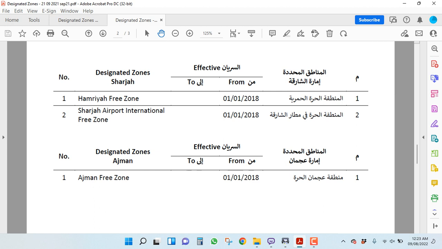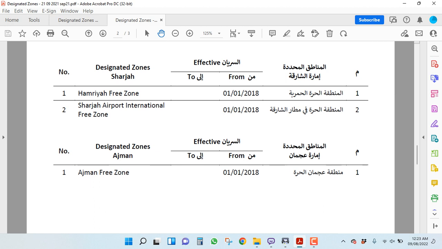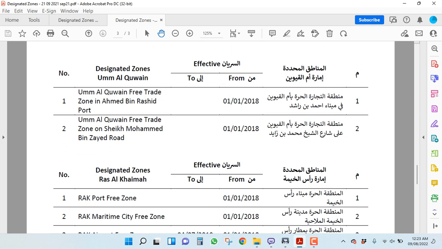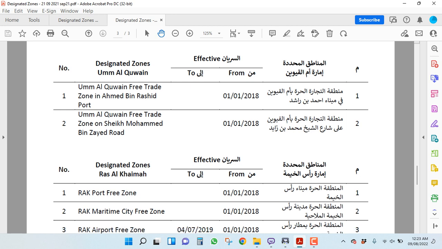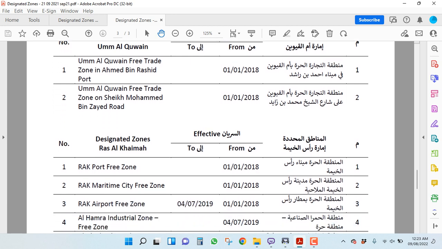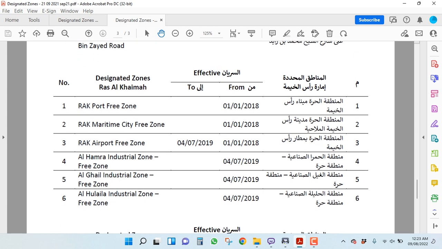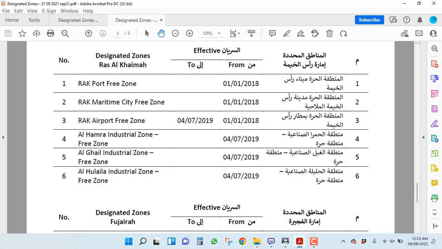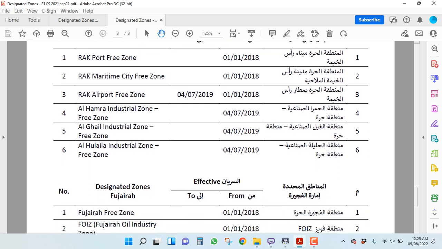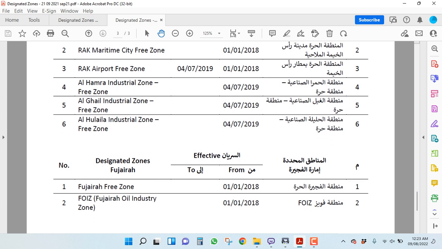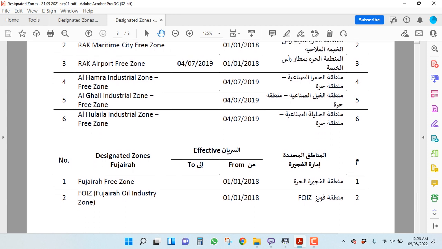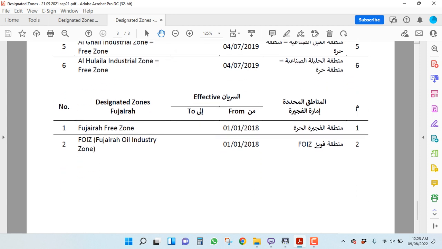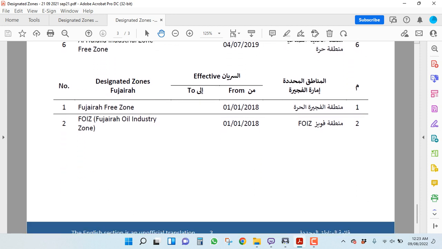In Sharjah: Hamriyah Free Zone, Sharjah Airport Free Zone, SAIF Zone. In Ajman Free Zone. Umm Al Quwain Free Trade Zone, Ahmed bin Rashid Port, Free Trade Zone on Sheikh Mohammed bin Zayed Road. In Ras Al Khaimah: RAK Port Free Zone, RAK Butain City Free Zone, RAK Airport Free Zone, Al Hamra Industrial Zone Free Zone, Al Ghail Industrial Zone Free Zone, Al Hulayla Industrial Zone. In Fujairah: Fujairah Free Zone and Fujairah Oil Industry Zone.